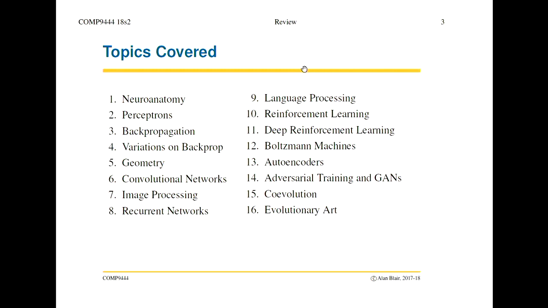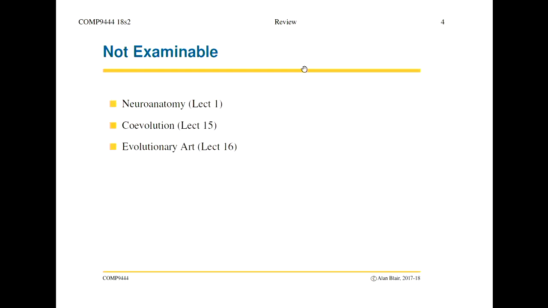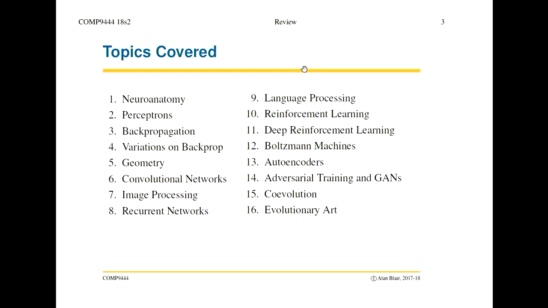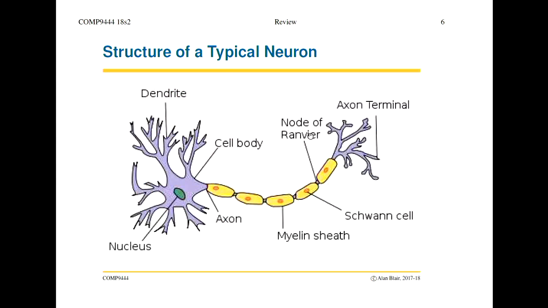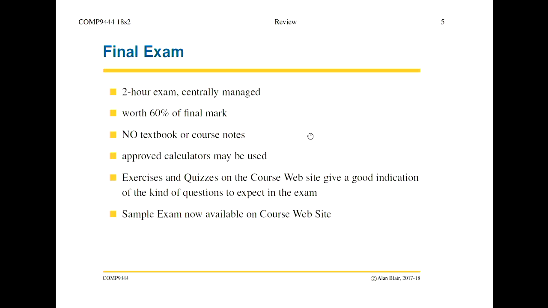Now, some of these are not examinable. They're just kind of added in for a bit of extension material. So the first chapter, which is on the first component, which is on neuroanatomy, and the last two items, the coevolution and the evolutionary art, are not going to be on the exam. They're just kind of extra material. But everything else will be covered.